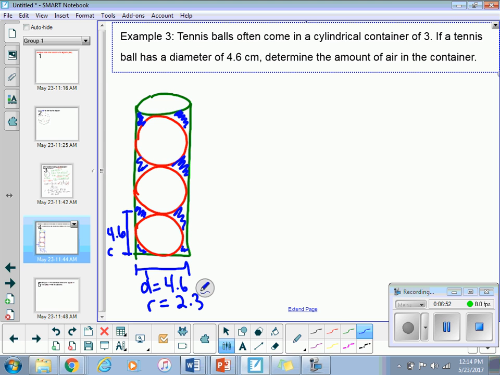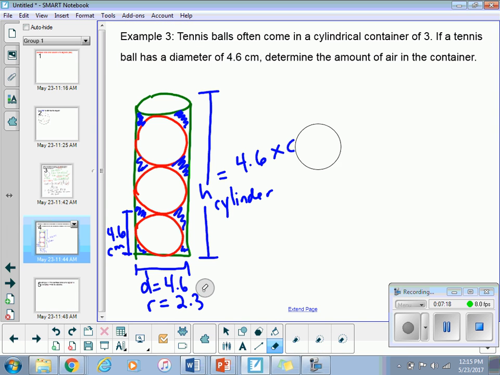Because we're assuming the tennis balls fit perfectly inside this cylinder, that tells us the height of the cylinder. And what would be the height of the cylinder? Well, if each tennis ball has a height of 4.6, it's going to be 4.6 times 3, so that gives me 13.8 centimeters.